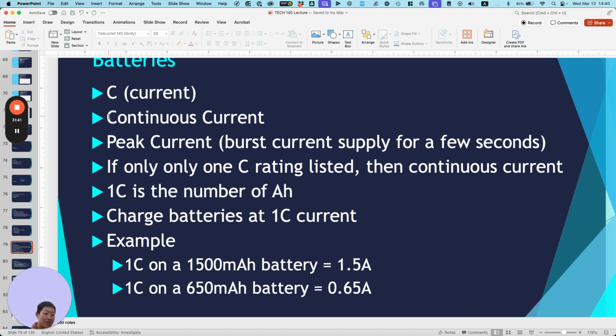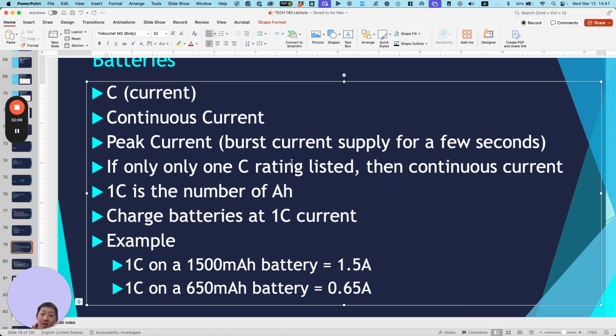What you see here is going to be listed as C. C is for current, not for cells. That's probably why they use S to designate the number of cells in series, because C would conflict with current. And this number you see here is typically rated as the continuous current. Sometimes your battery might list two C numbers. The continuous is the maximum it could provide continuously.